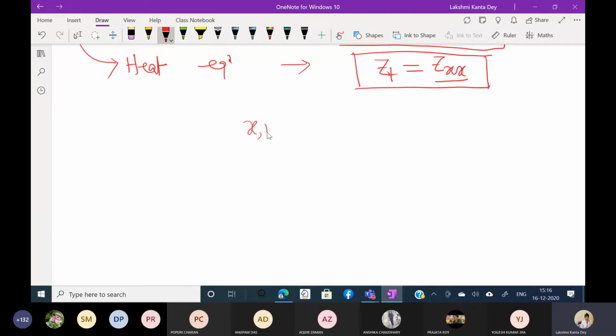Initially, the independent variables are x and y. We like to apply a certain transformation to make it another set of independent variables, maybe u comma v. So this coordinate transformation we have to use.